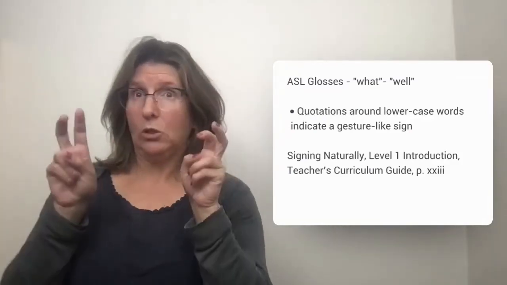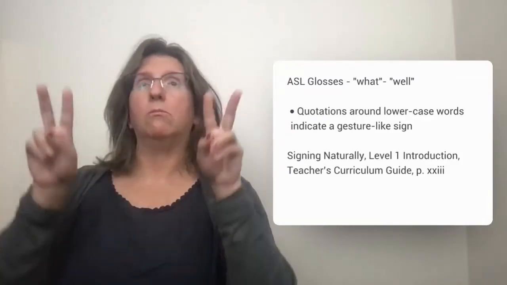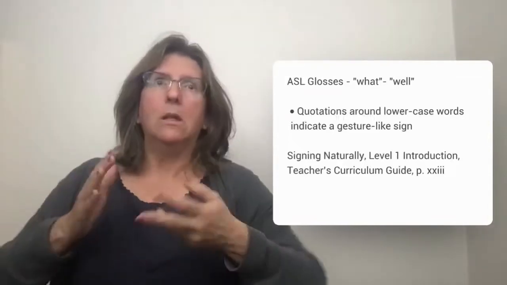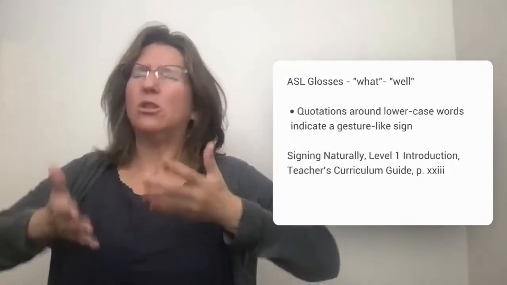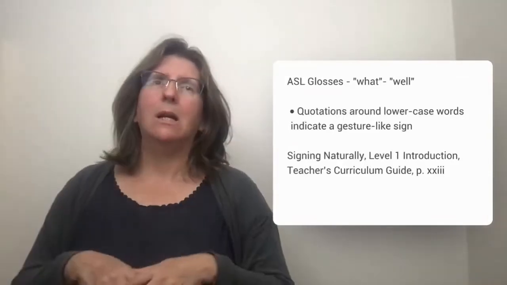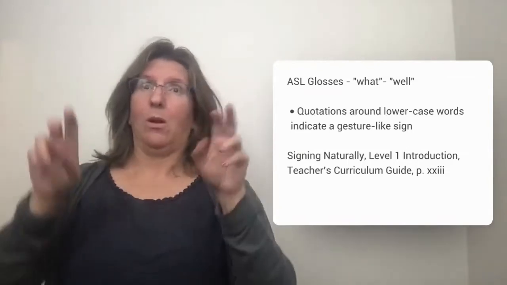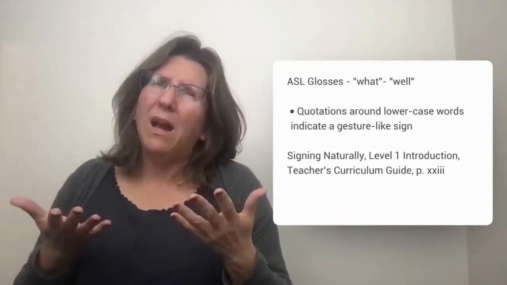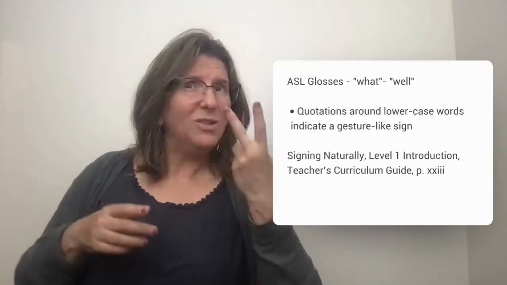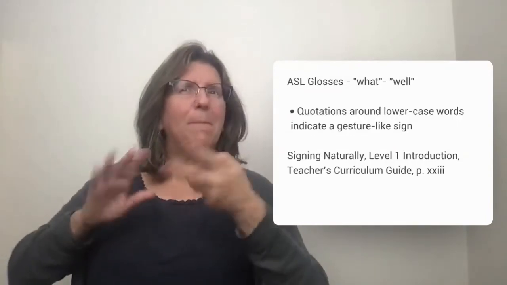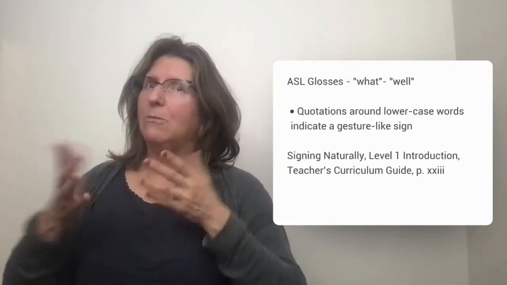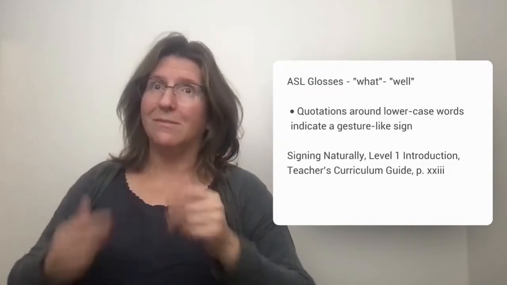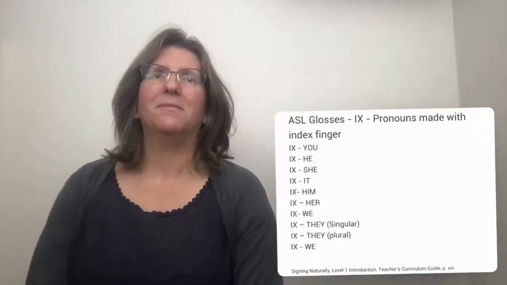When glossing ASL, another notation tool is the quotation marks, like "what." It refers to the fact that the sign is more of a gesture, like I am here, "what." Same idea for the gesture "well." In this example, the signs or gestures are very similar, but the meaning is different, which needs to be understood.